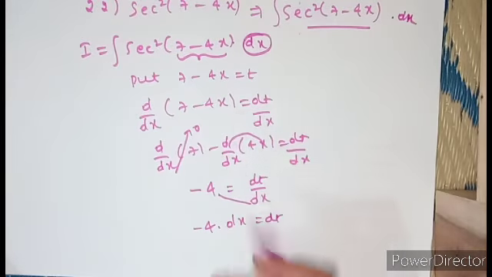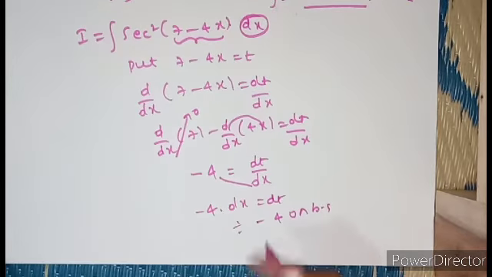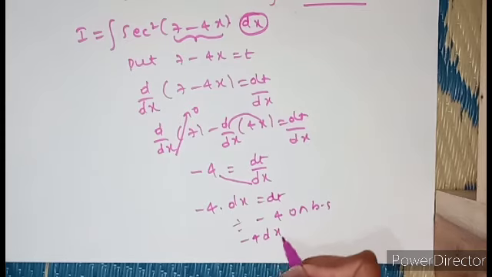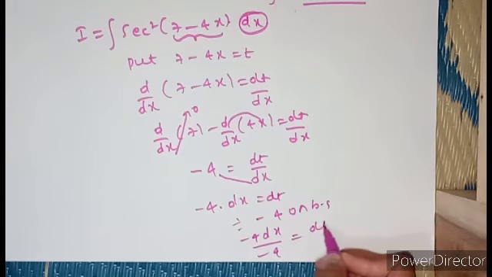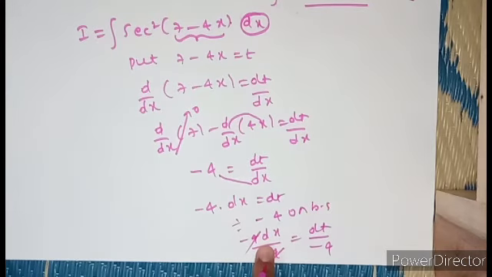In the integral we have only dx, but here we have minus 4. So divide by minus 4 on both sides. Minus 4 dx upon minus 4 equals dt upon minus 4. This minus 4 gets cancelled, so we are left with dx equals dt upon minus 4.